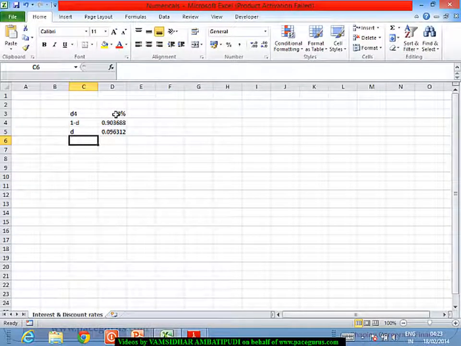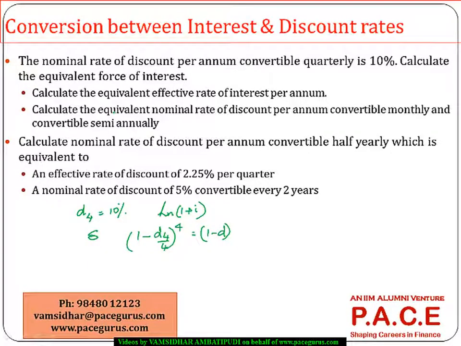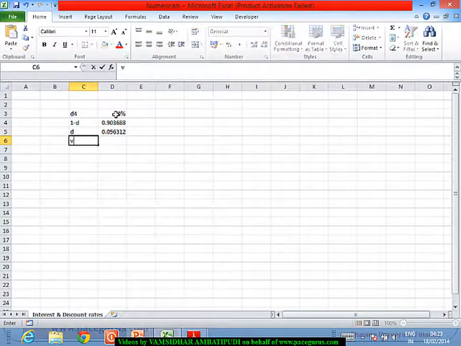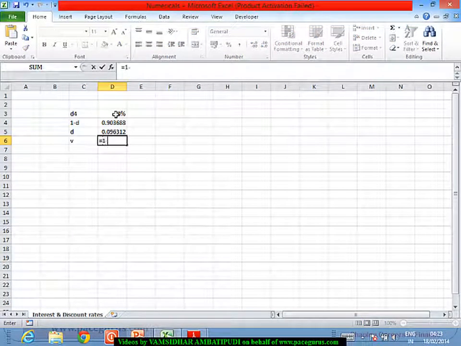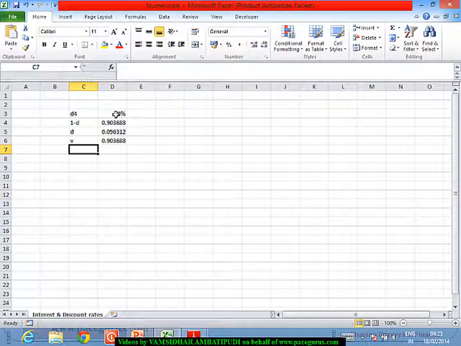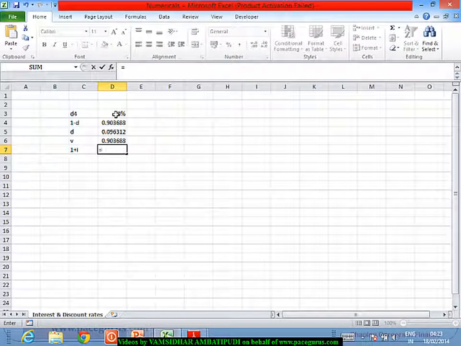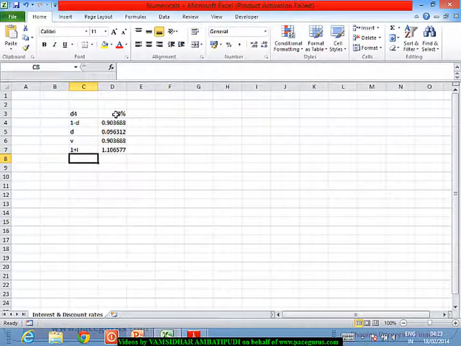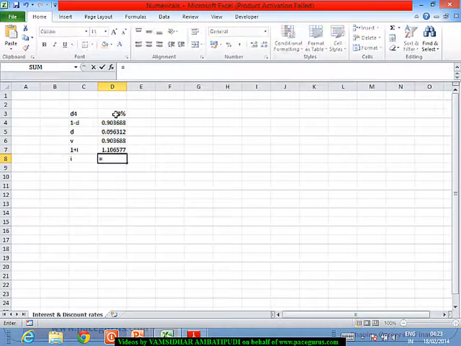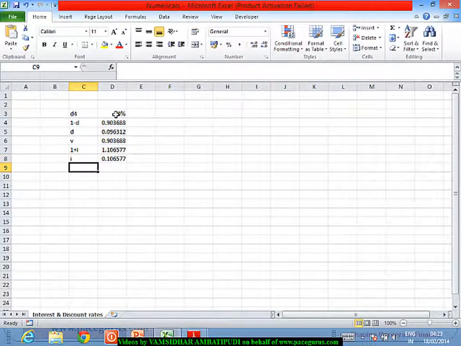And from here I can get my I, because D equals I by 1 plus I, or D equals 1 minus V. So V equals 1 minus D. This is the value of V. V is nothing but 1 by 1 plus I. So from here I can get 1 plus I equals 1 by V. So this is 1 plus I. From here I am going to get my I as this minus 1. So in this case I have my I as this much.